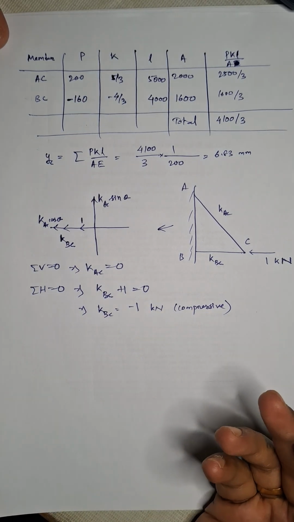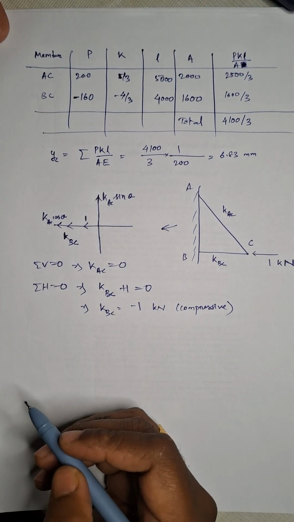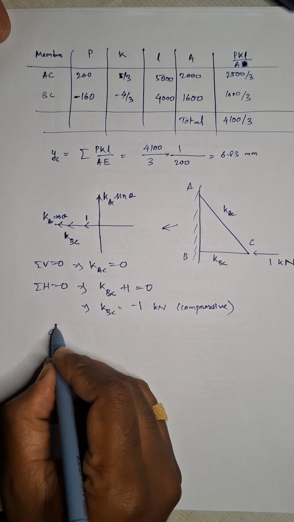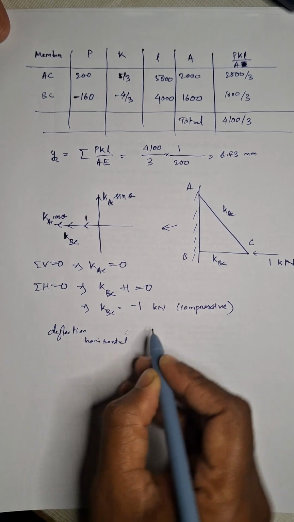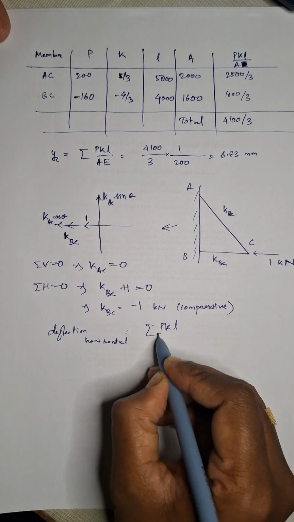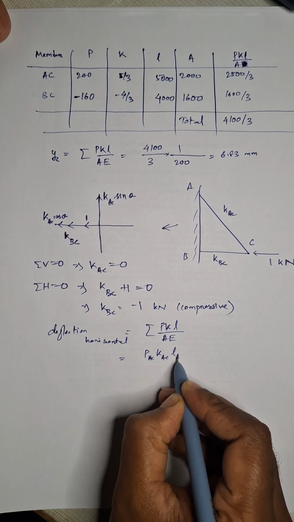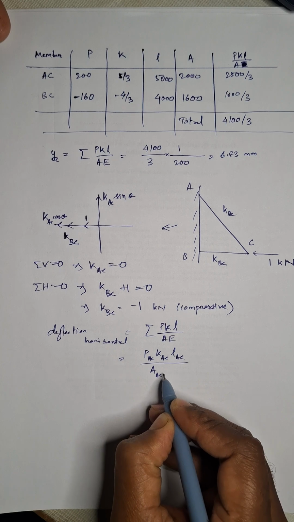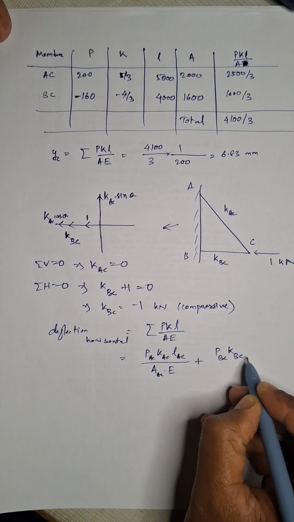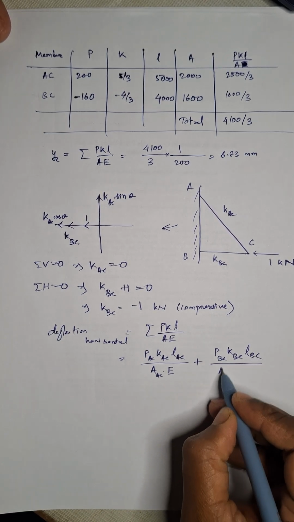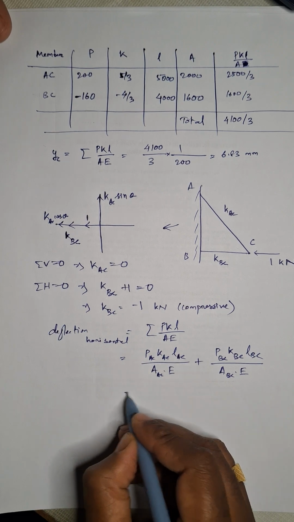Again we need to draw the table, but here one force is already 0. We need to find the horizontal deflection. Again the same formula, summation of PKL by AE. So this will be PAC into KAC into length of AC divided by area of AC into E, plus PBC into KBC into length of BC divided by area of BC into E. As the KAC term is 0, this term becomes 0.